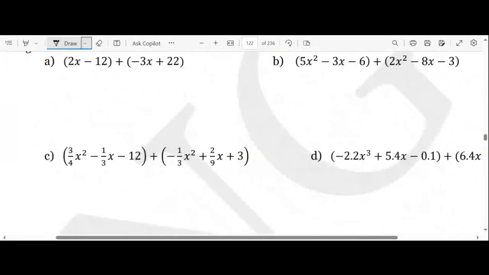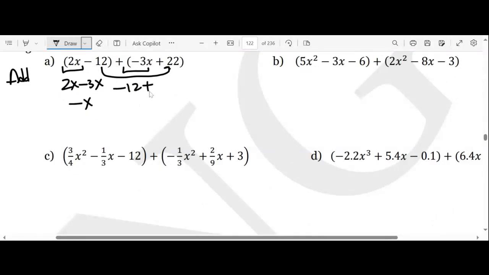All right, next one. I have to add here, okay? Now, do we have similar or not similar? Similar. So 2x minus 3x give you how much? And -12 plus 22. So that's your final answer. Easy? Okay. I'll leave this for classwork for you.